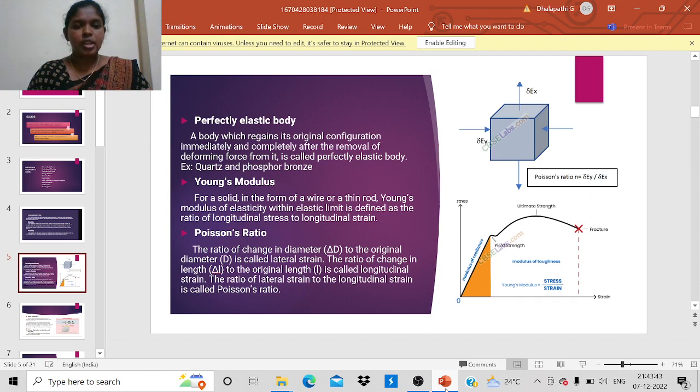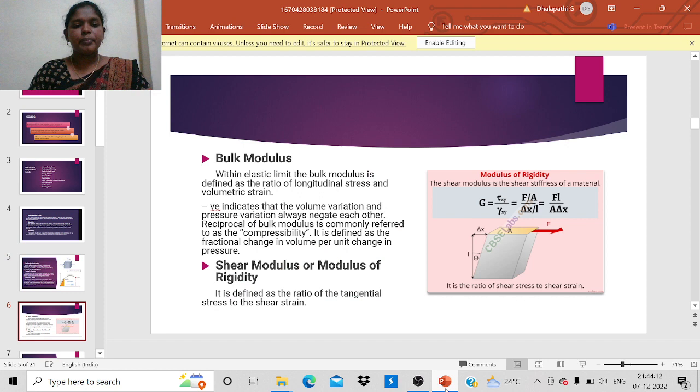Phosphor bronze. Young's modulus for a solid in the form of wire and thin rod. Young's modulus, within the elastic limit, is defined as the ratio of longitudinal stress to longitudinal strain. Poisson ratio. The ratio of the change in diameter dD to the original diameter D is called the lateral strain. The ratio of the change in length dl to the original length L is called the longitudinal strain.